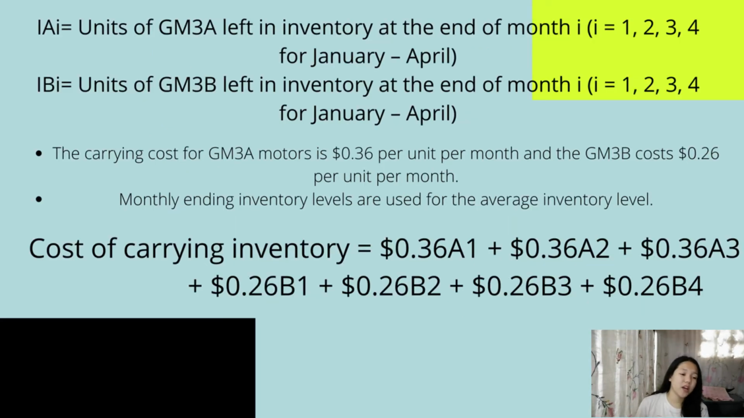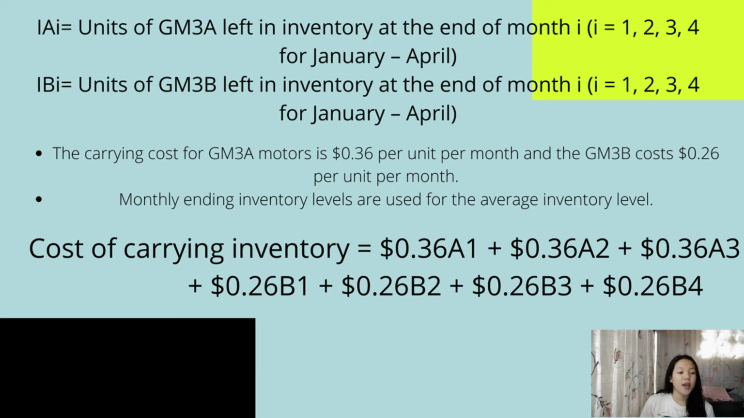We have here variables representing the number of models. A sub i for the number of model GM3A, which is the first motor, and the i actually represents the number of the month. And for B sub i, for the second model, the number of model GM3B motors produced in one month. Here, iba-iba yung cost ng model per month. Okay, it costs, yung GM3A kasi, nagko-cost siya ng $20.